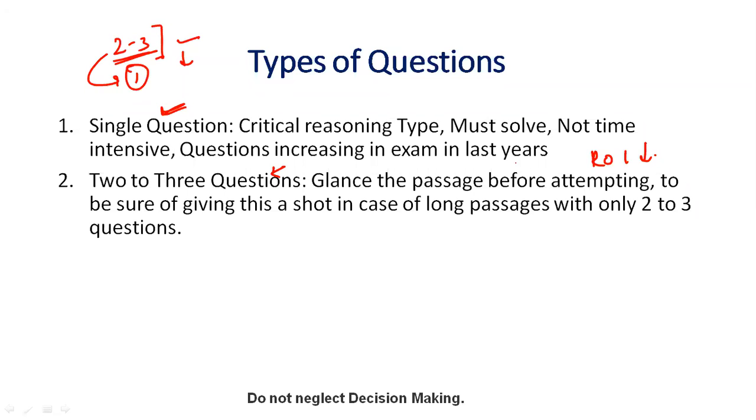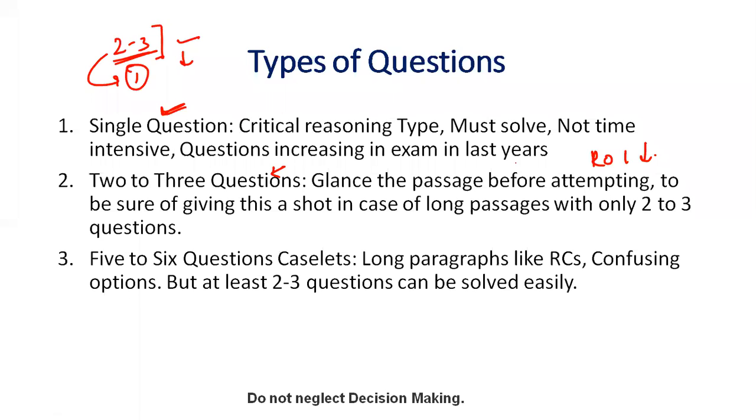And the last and most important type is a big caselet with 5 to 6 questions. Usually the paragraph is easier, and it has a lot of data, right? So while reading it, you have to read it properly. Here the ROE is quite good because you have 5 to 6 questions. If you do one such caselet, it gives you +6, which is huge for boosting your score. The only challenge is that sometimes the options confuse you a bit, but still, out of 5 to 6 questions, 2 to 3 can be solved in less than 1 minute.